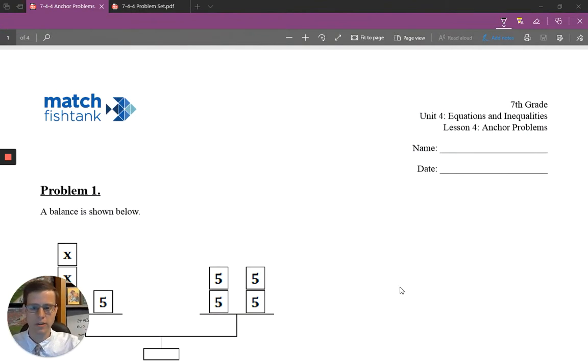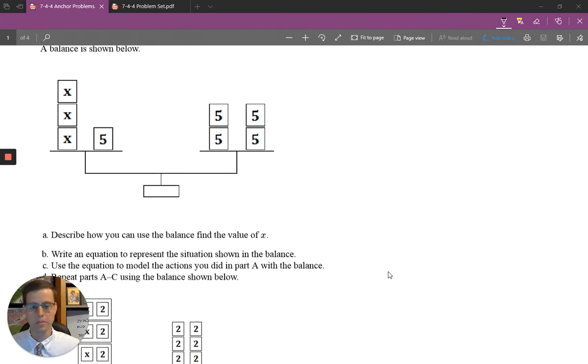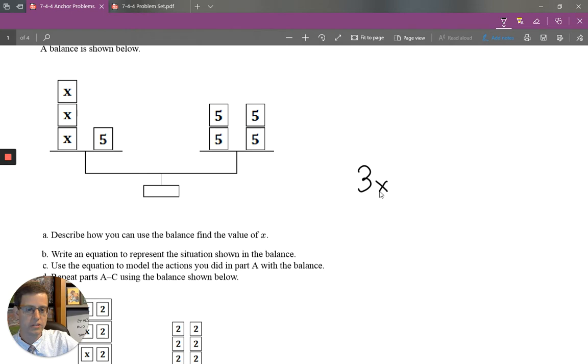In our first question, we have a balance being shown. How can we use the balance to find the value of x? Well, these balances represent equations. And so on the left side here, we have 3 of those x's. So we can write that as 3x. And then we have a positive 5, and that's going to equal 5, 10, 15, 20.